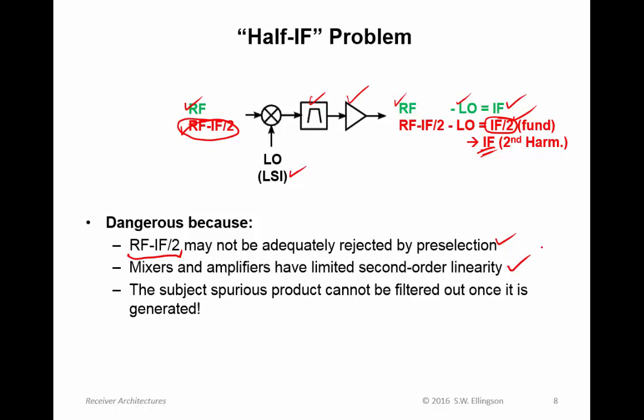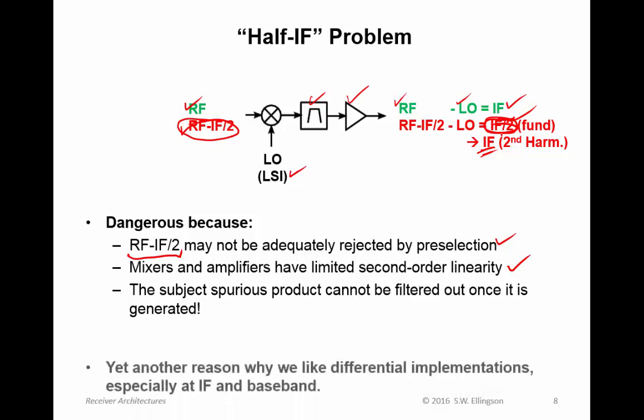Finally, it's dangerous because the subject spurious product cannot be filtered out once it's generated. In other words, once we have this, we're done. It's going to be in the output. There's no way we can discriminate between those two.